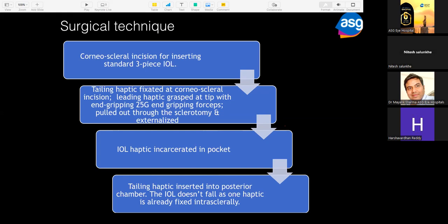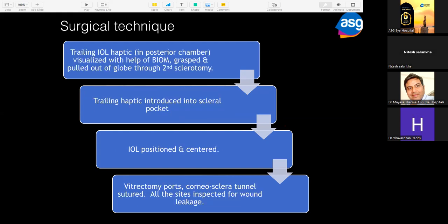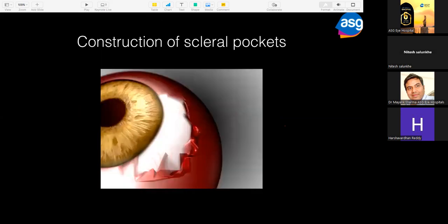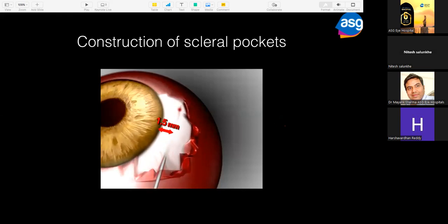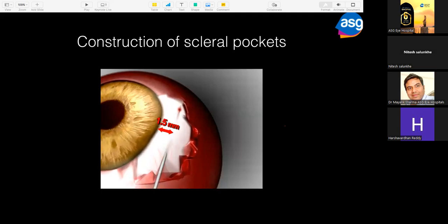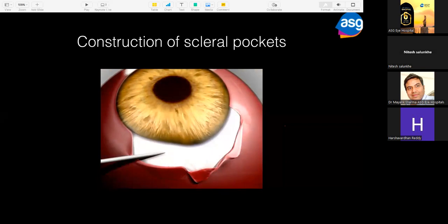Once that is done, you insert the IOL, the leading haptic is grasped with the end gripping forceps and exteriorized through the sclerotomy and then tucked into the scleral pocket. The same thing is done for the trailing haptic. Once you've done that, the IOL is centered and positioned properly, and your conjunctiva and incisions are closed. So how do we construct the scleral pockets? Like I said, it has to be 1.5 mm from the limbus, tangential to the limbus. It is basically a partial thickness scleral pocket.